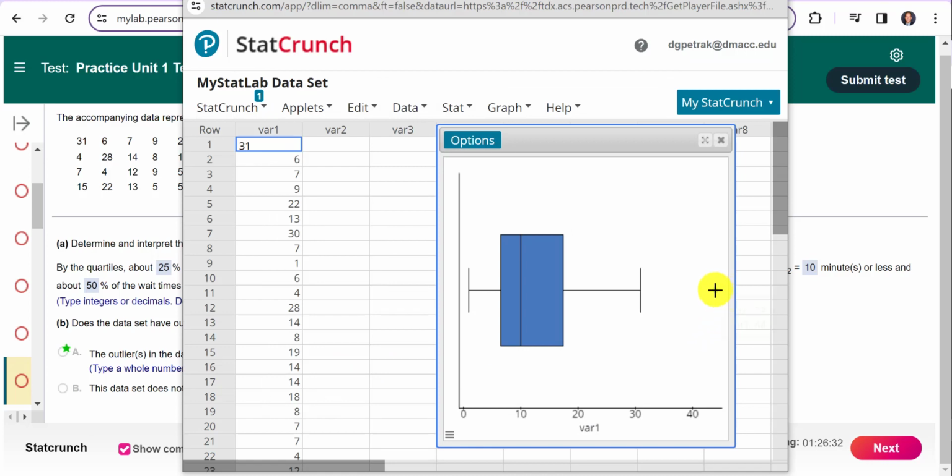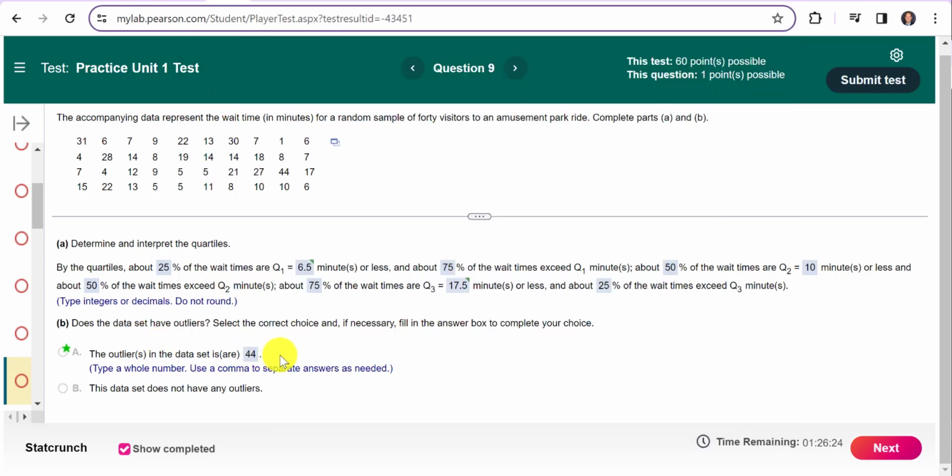You can see there's one data point. I put my mouse on there, and there it is. It's 44. So there's one outlier, and it's 44. It kind of gives that to you. Again, the median was 10. That's the 50th percentile. 6.5 was quartile 1. That's the 25th percentile.